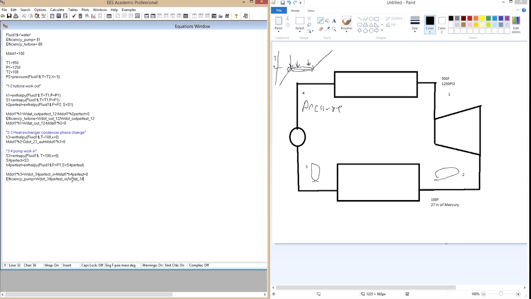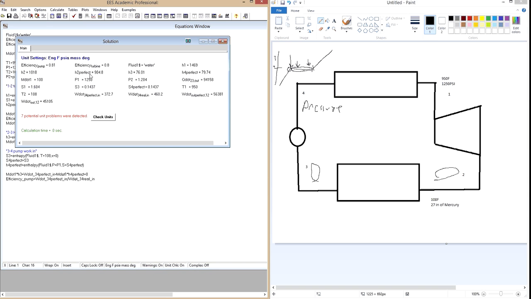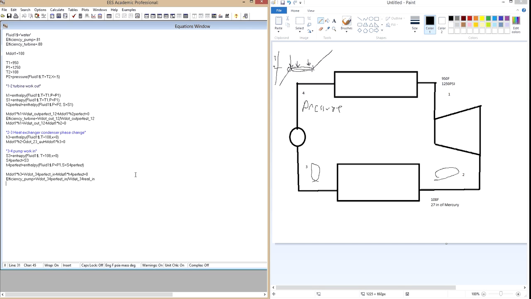W dot 34 real N. So W dot 34 real N is going to be, let's check. W dot 34 perfect N would be 372. Real would be 460. A real pump works harder. Just like a real turbine gets less work out. Let me write my equation again. This time I'm using real stuff.